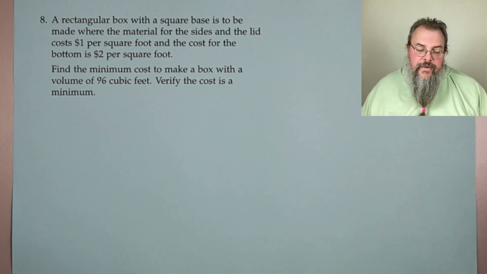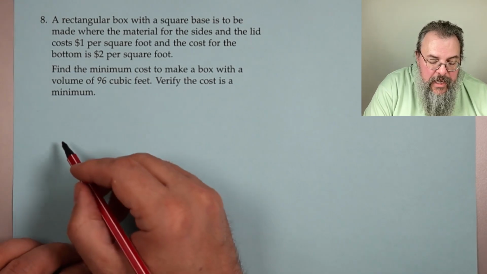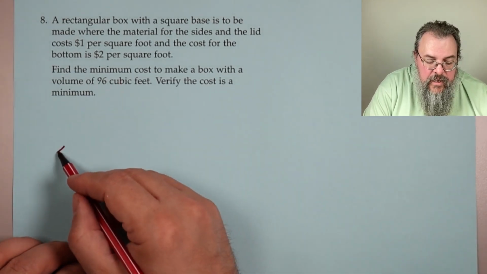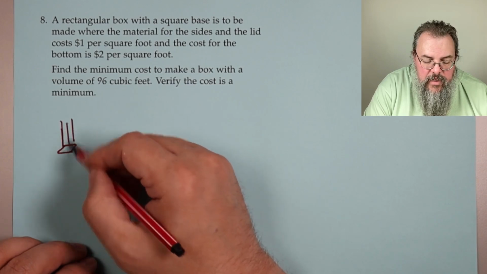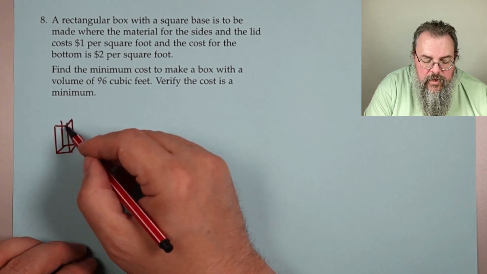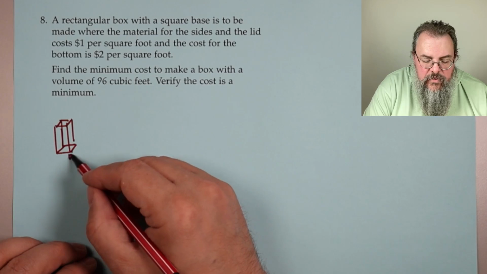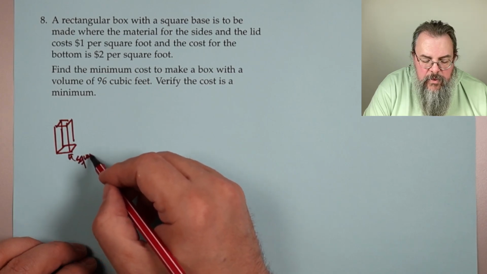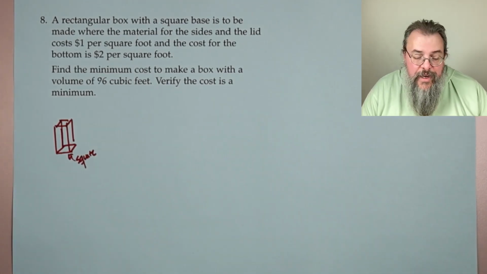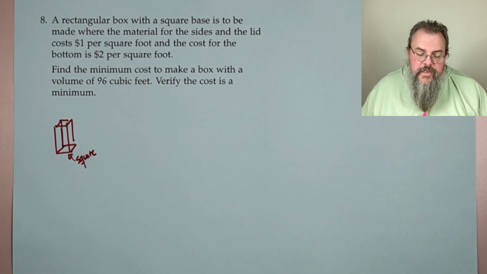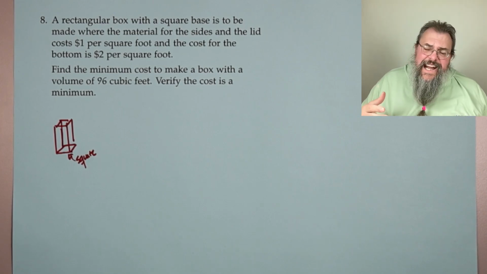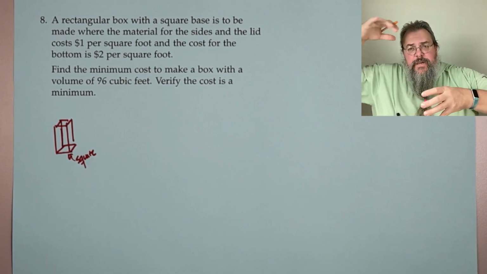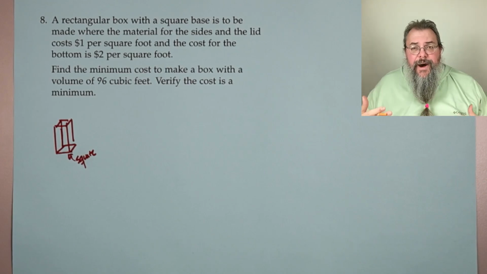All right, so let's think about what's going on. We have a rectangular box, but it's not just any rectangle. It could be something tall, but the important thing here is that we have a square base. And of course, if you have a square base, you have a square top. And there's 2 different types of material. So the bottom material is a little bit more expensive, and that kind of makes sense, right? Because if you're the bottom, you have to support what's in the box.